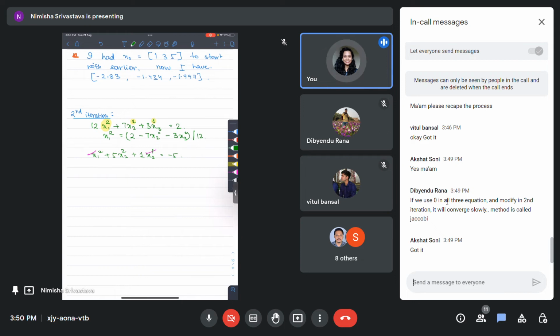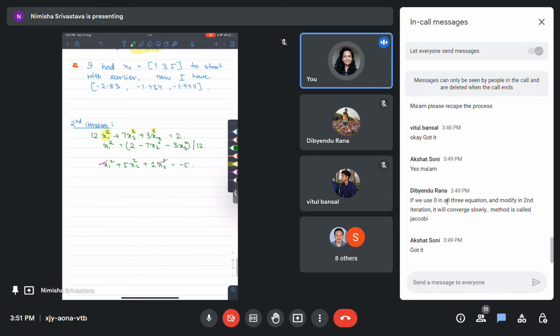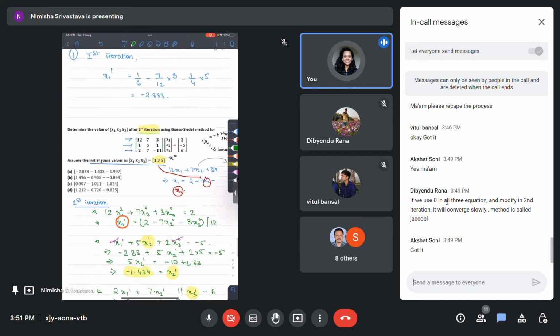If you use 0 in all three equations and modify in the second iteration, it will converge slowly. The method is called Jacobi. Yeah, you're right. Basically what he's saying is that if you do not update the values of your x1, x2 and x3 as you keep on computing them, then you call that method Jacobi. That will converge slowly because you're not using your corrections again and again. So this is the method for Gauss-Seidel.